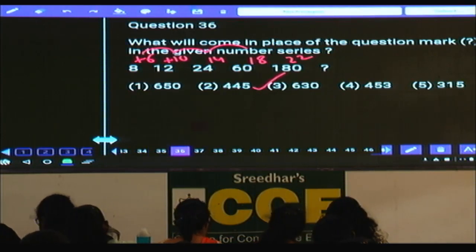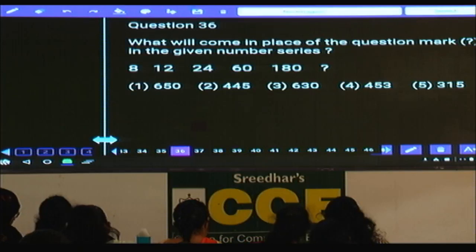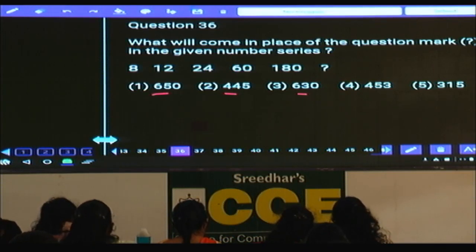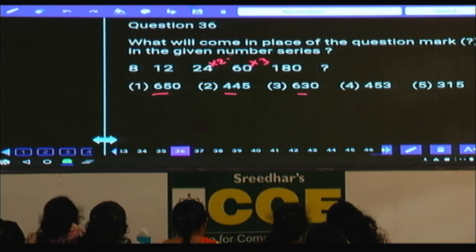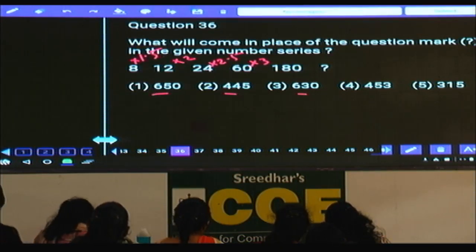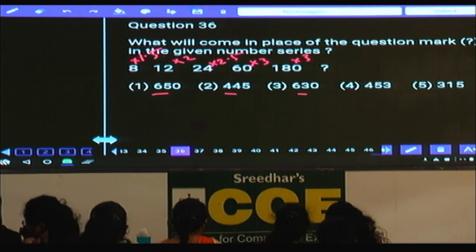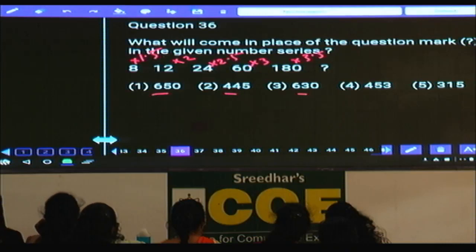Then 36. 8, 12. If you check out the choices, 600, 400, 600. Numbers are increasing at a very fast rate. Multiplication or combination. 60 into 3, isn't it? 24 into 2.5, 12 into 2. Now this is into 1.5. Into 1.5, into 2, into 2.5, into 3, into 3.5. Into 3.5 is so much? 18 into 3, 54, 54 plus 9. That is 63. Choice 3 is the answer.